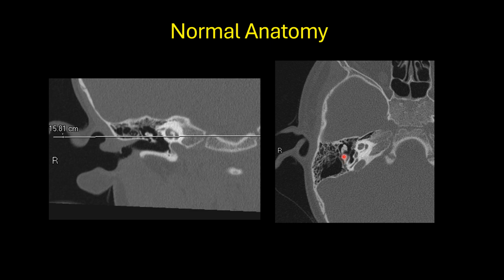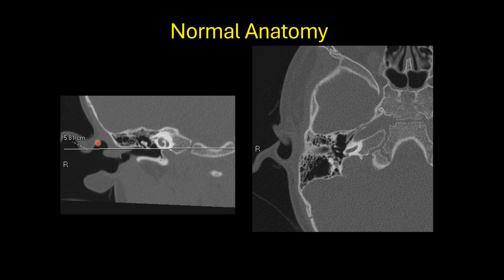We should see this black margin surrounding the entire ear ossicles. You can also see the air within the mastoid air cells, and then coming to the internal ear, we can see the cochlea, we can see the portions of the semicircular canal.